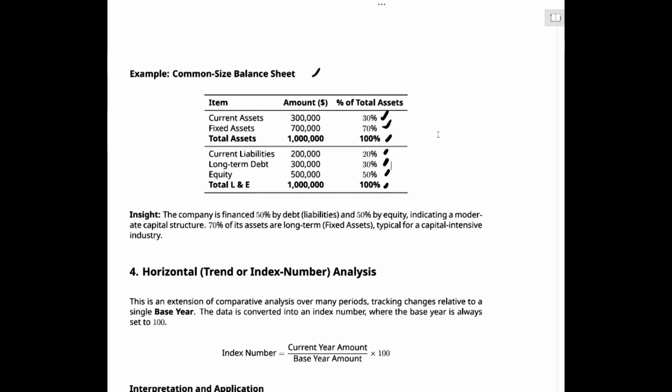So by using this analysis we can see our financial position. We can say that 30% of our total assets are current asset and 70% of total assets are fixed asset. Again, 20% of total asset is current liability. 30% of total asset is long term debt, and 50% of our total asset is equity. So everything is expressed as a percent of total asset.